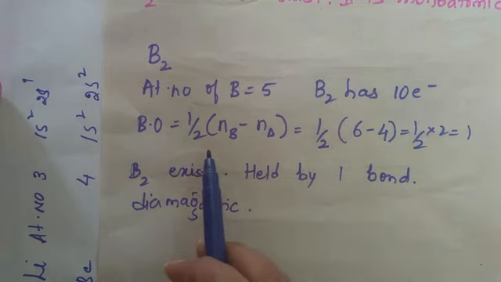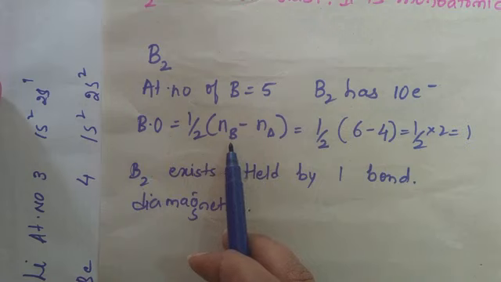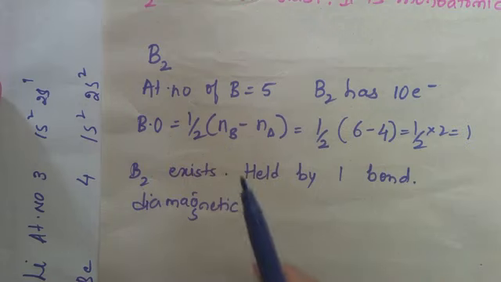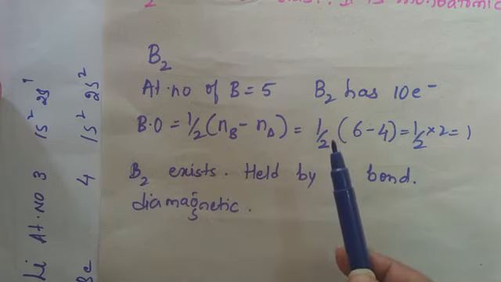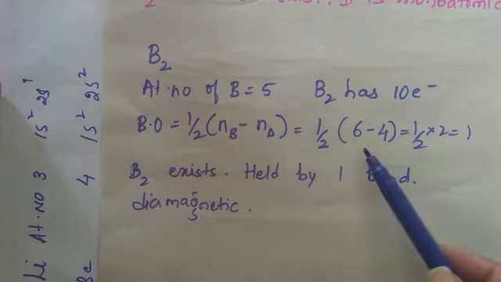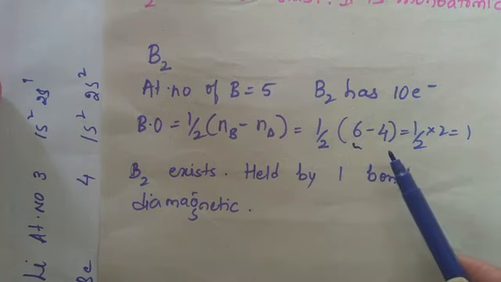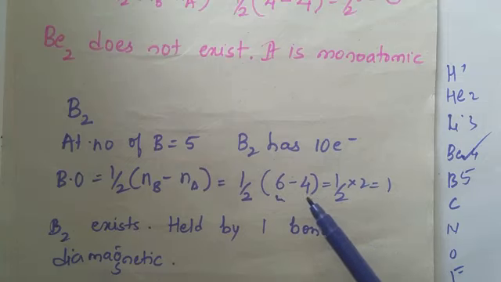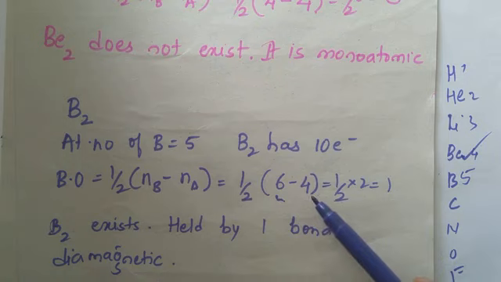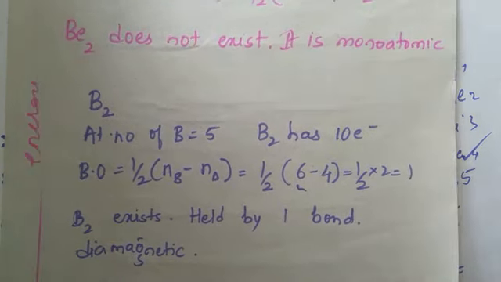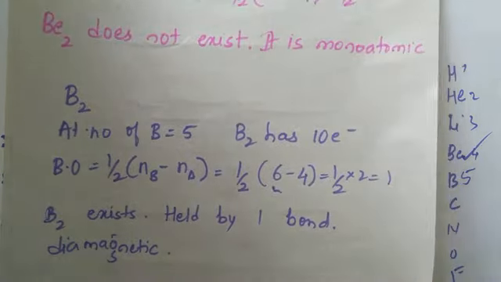So bond order is half of the number of electrons in bonding molecular orbitals minus antibonding. 2 in 1s, 2 in 2s, 2 in 2px and 2py. So altogether there are 6 electrons. And how many in antibonding? 2 into 1s, the number of electrons in antibonding is 4. So 6 minus 4 is 2. 2 into half is equal to 1. So the boron molecule exists held by one bond and it is diamagnetic.